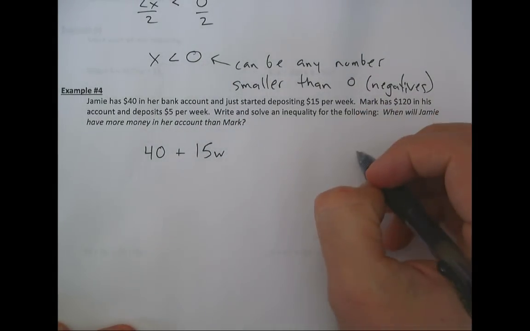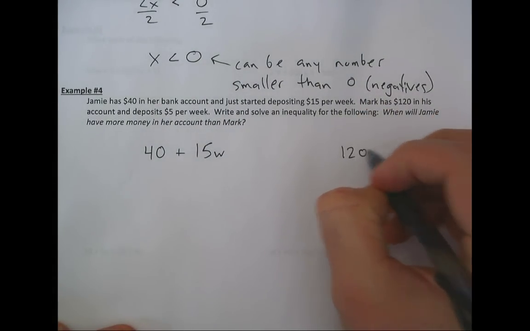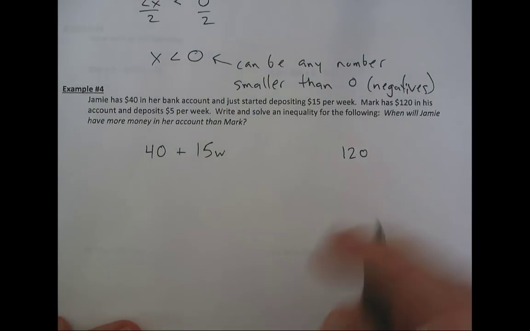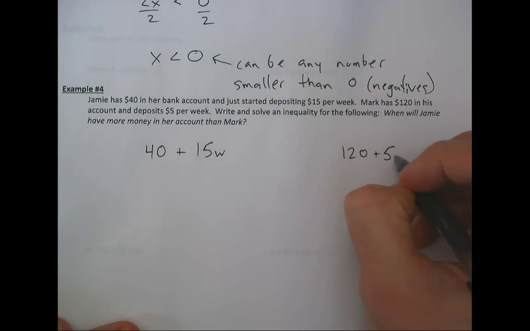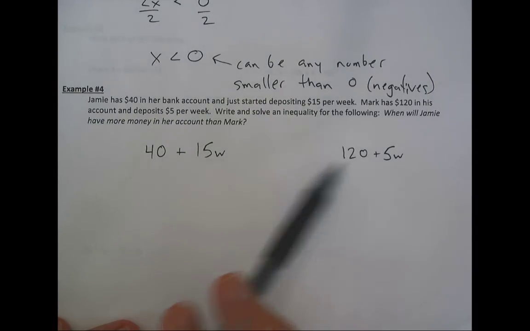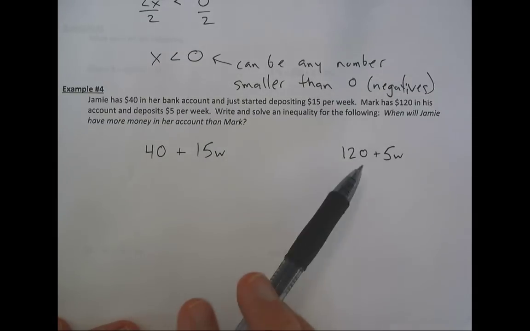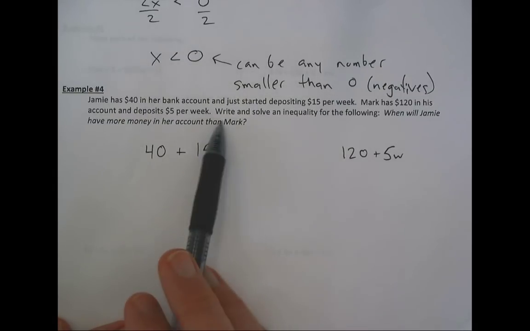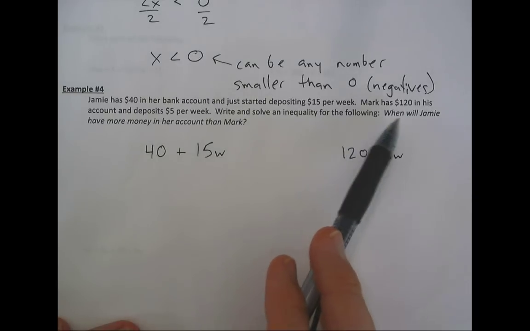The other guy, Mark, he's got $120, and he deposits $5 a week. So when we worked with equations, we wanted to know when were these equal to each other. We were solving for when do they have the same amount of money in their account. Well, what if that's not what we're solving for? So write and solve an inequality for the following.